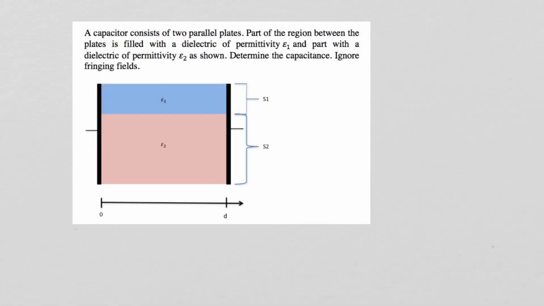You are given a parallel plate capacitor and asked to determine the capacitance. The plate spacing is D, and the region between the plates consists of two different materials. One material has a permittivity of epsilon sub 1, and the other has a permittivity of epsilon sub 2. For a surface area of S1, the material between the plates is material 1, and for the rest of the plate area S sub 2, the material between the plates is material 2.